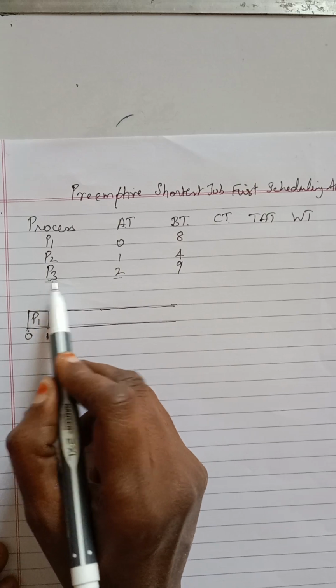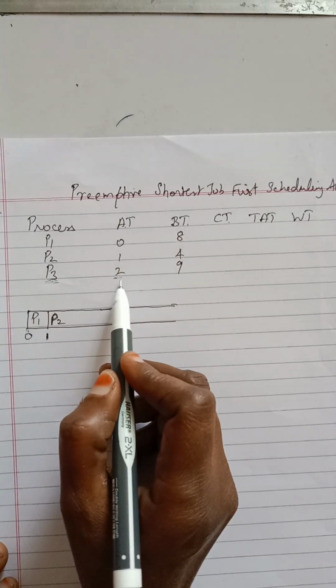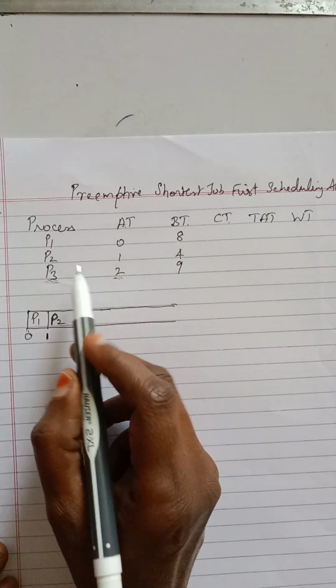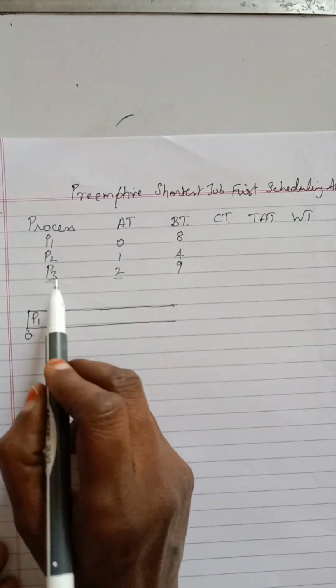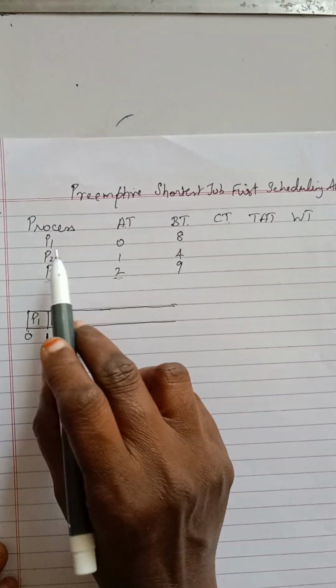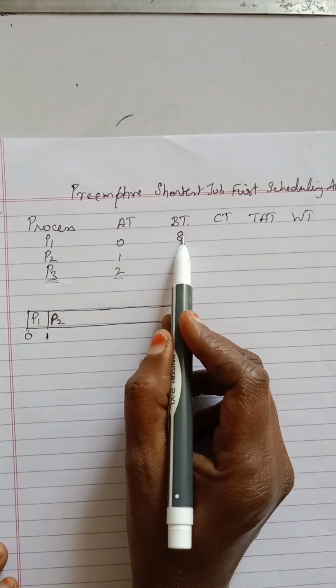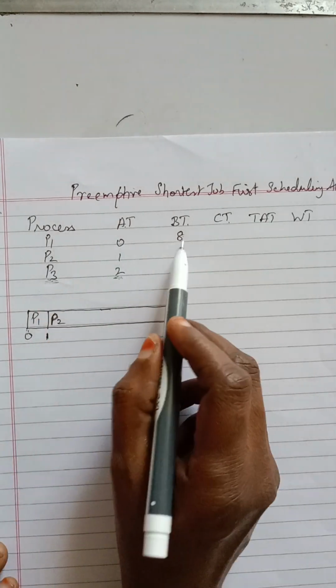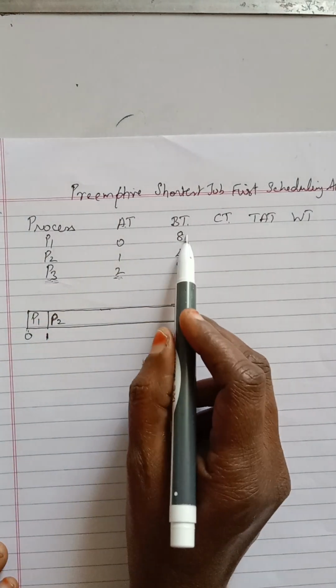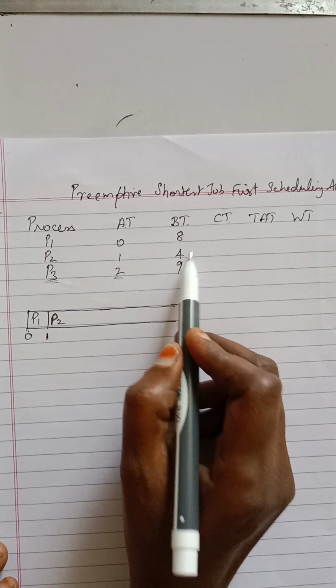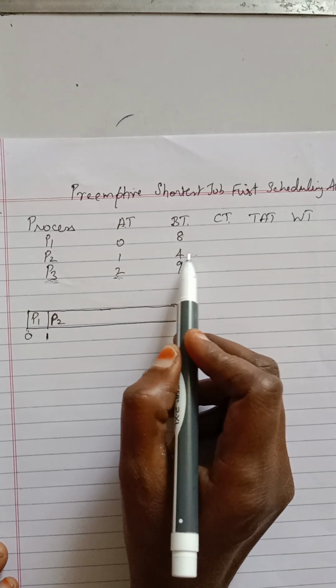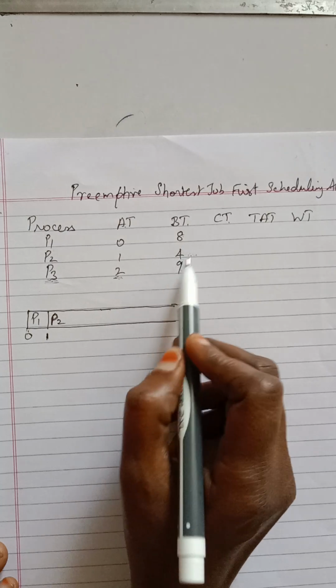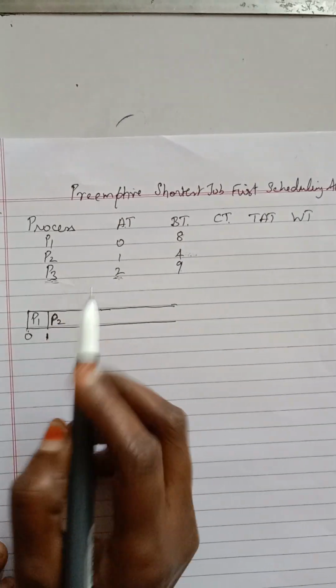P3 arrives. When P3 arrives, the CPU finds that P2 has a burst time of 4, P3 has a burst time of 9, and P1 has a burst time of 8. All three processes are there, but among them which will it choose? It will choose only the lowest burst time, the shortest job. So it will choose P2 only.